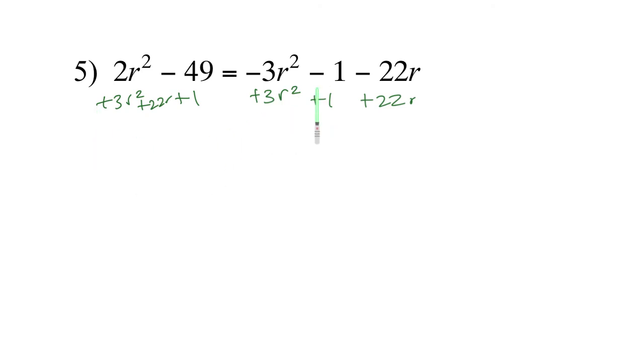And I'm adding everything. As you can see, I have the opposite. So I'm adding 3r squared on both sides. I'm adding 1. I'm adding 23. I'm not subtracting 22r, because if I subtract, I'm going to have negative 22 minus 22, which is the same as negative 44. So I want to cancel everything on this side, so I have this 0. So I got 5r squared plus 22r minus 48 equals 0.